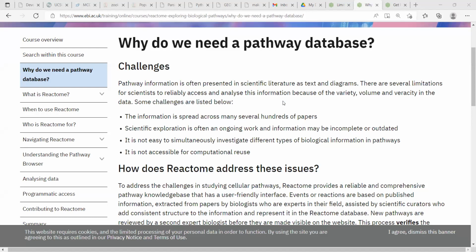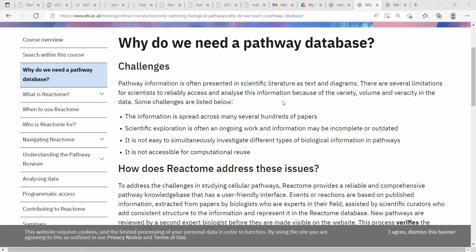So what are the challenges in this pathway? The information is spread across several hundreds of papers. As I have already mentioned, we have studied many different things in many different researches, and those are published in different articles. From those different articles, we need to gather the information first, and then we need to make the connections. This is a very challenging task.